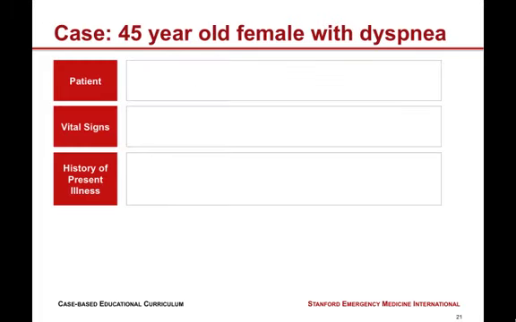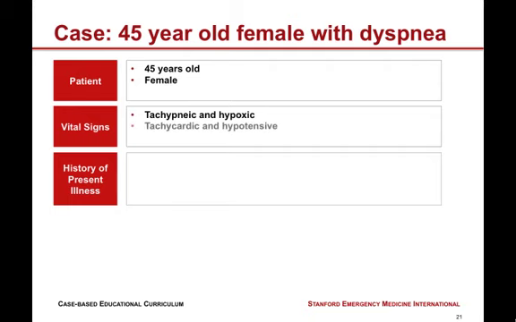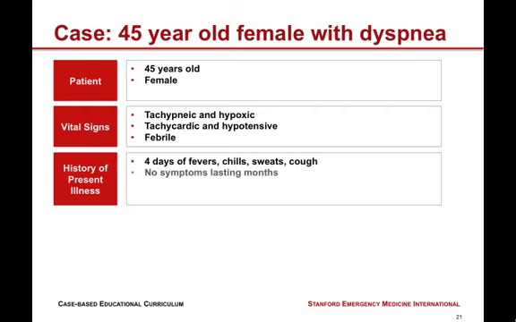Attempt to summarize the information you know about the patient now. The patient is 45 years old and female. Their vital signs are tachypnic and hypoxic, tachycardic and hypotensive, and febrile. The patient is sick. The patient has had 4 days of fevers, chills, sweats, and cough. No symptoms have lasted months. The patient is a smoker and has no leg swelling or weight gain.